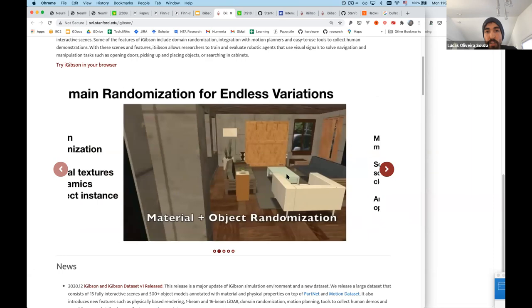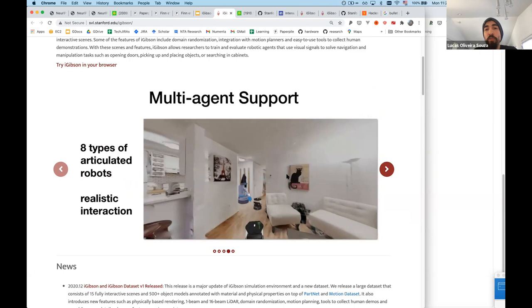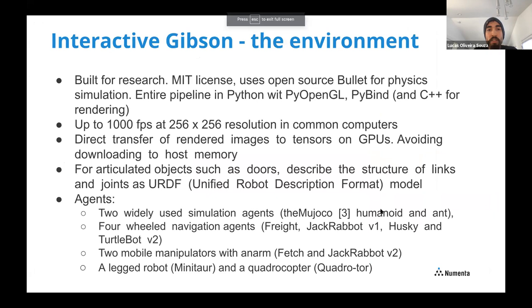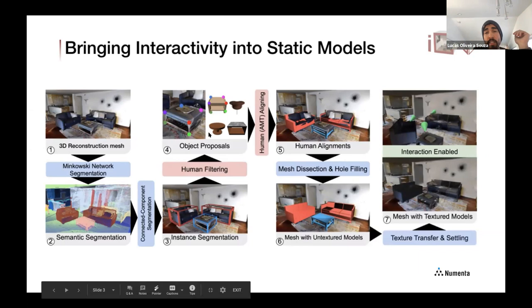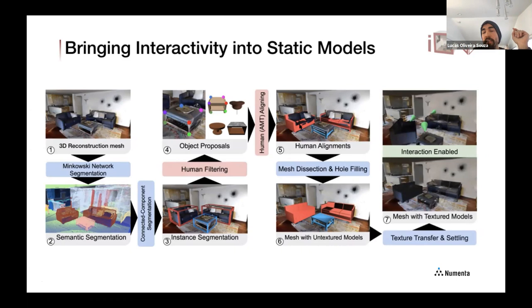So they start with real images, and then they make a computer model of it? Yeah, they start with real images, and then they build this model. And what they're doing now is bringing interactivity into a static model. It's all deep learning based. They do a 3D reconstruction, semantic segmentation, and then they identify which objects there are, with instance segmentation. So they have these proposals of which objects are where, and they use Amazon Mechanical Turk. Actual humans review and confirm that there is a couch there, the chair is there, just to make sure it's correct.